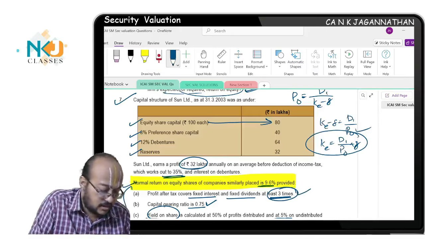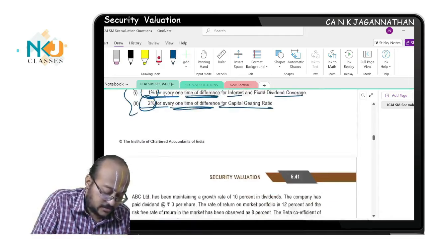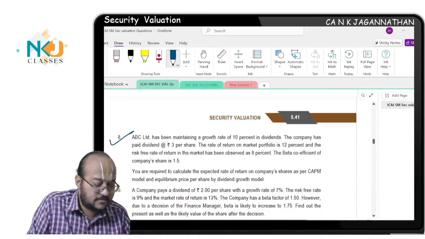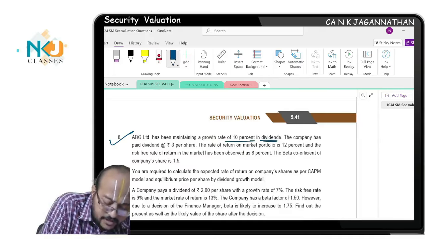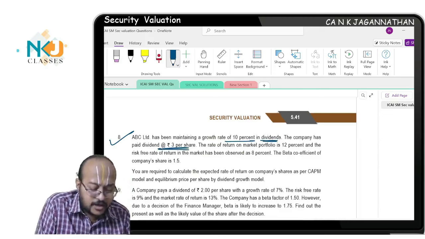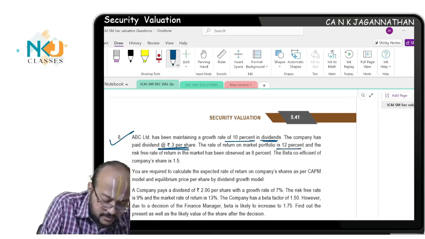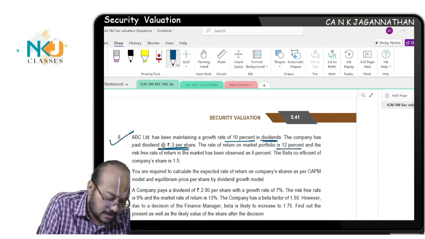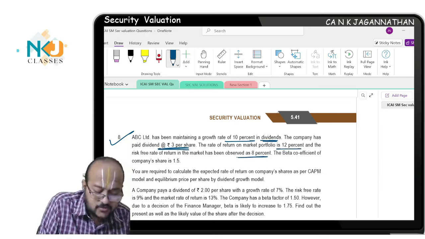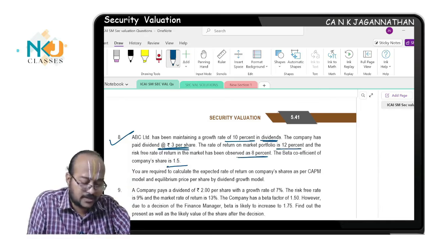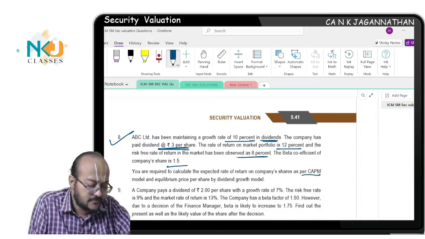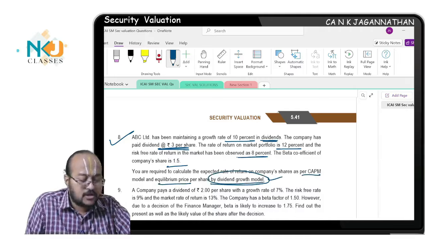Take question number 8. ABC Limited has been maintaining a growth rate of 10% in dividends. The company has paid a dividend of 3 per share. The rate of return on the market portfolio is 12%, and the risk-free rate of return in the market has been observed to be 8%. The beta coefficient of the company is 1.5. You are required to calculate the expected rate of return of the company shares, by CAPM, and the equilibrium price per share by the dividend growth model. So very simple.